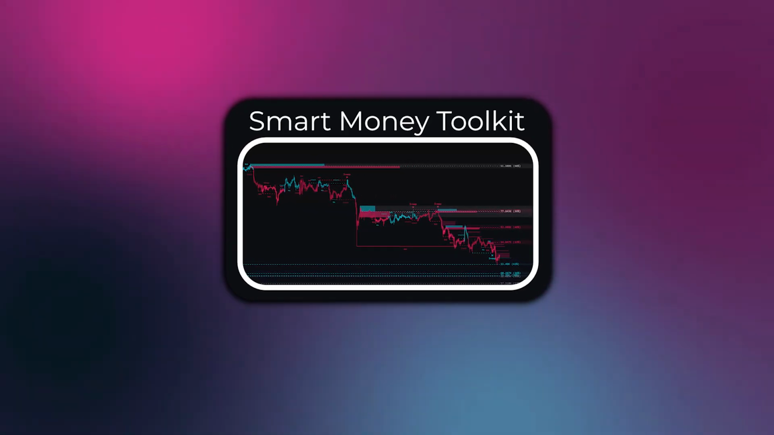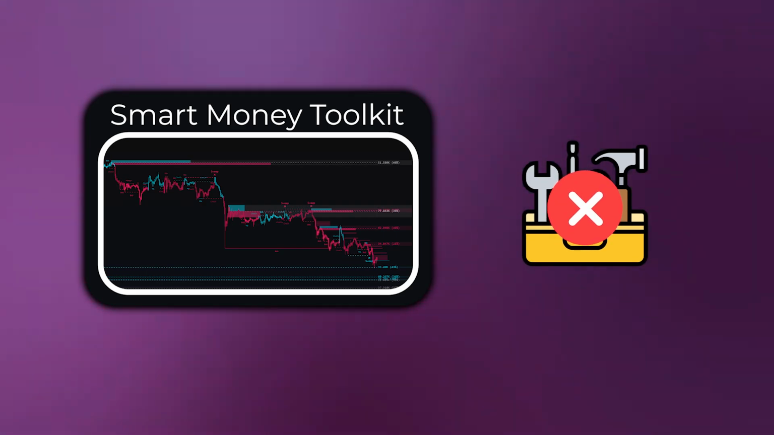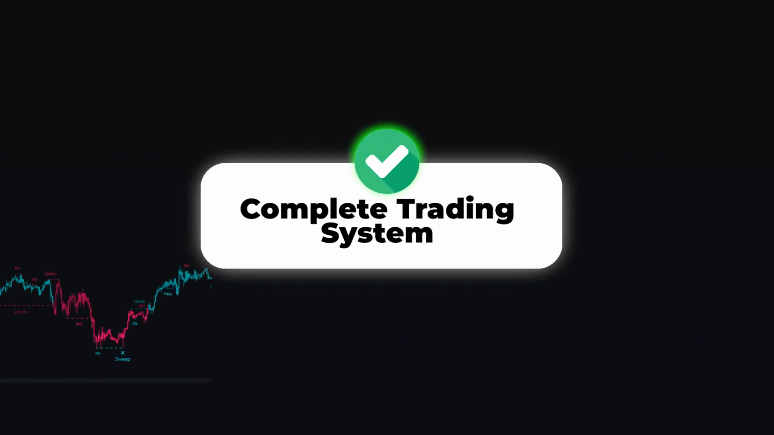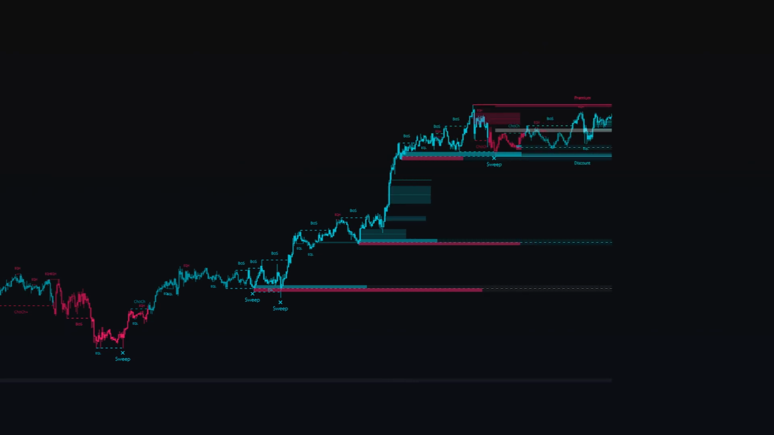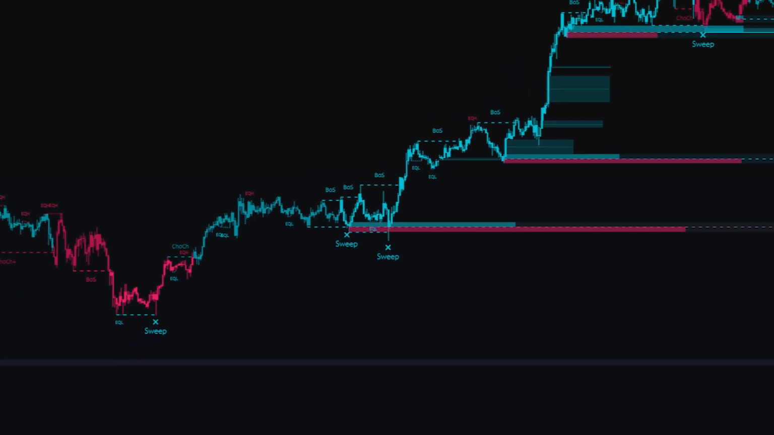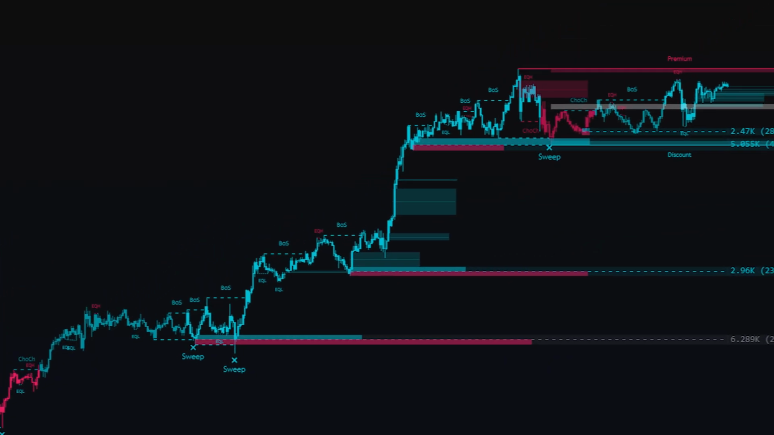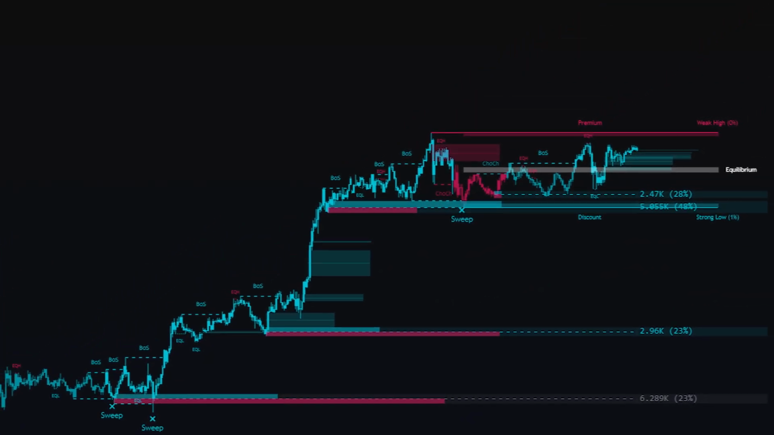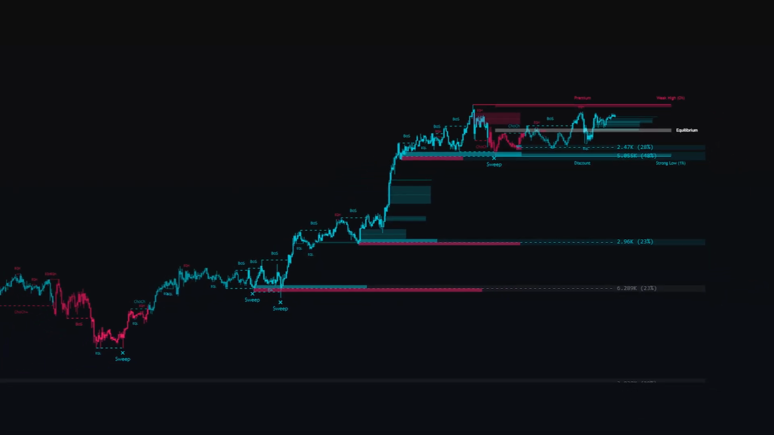Now you know that the Smart Money Toolkit isn't just a set of useless features, but a complete trading system that's designed to help you trade more efficiently. From identifying market structure and order blocks to highlighting fair value gaps and liquidity, everything is designed to give you a comprehensive view of the market.